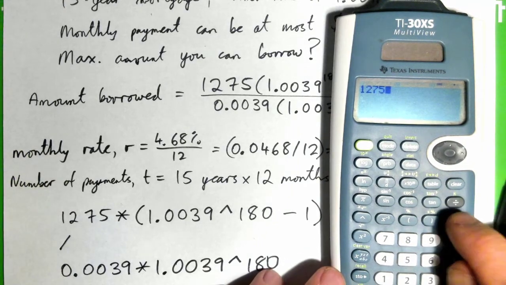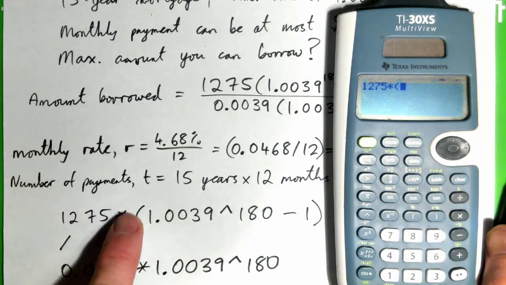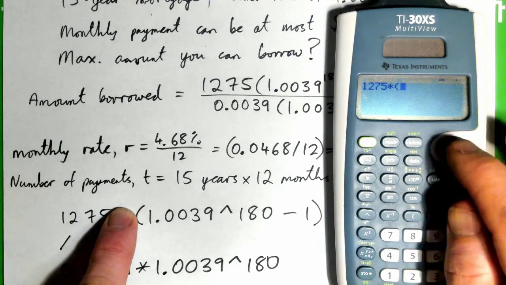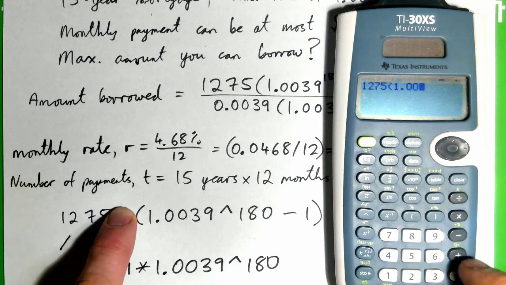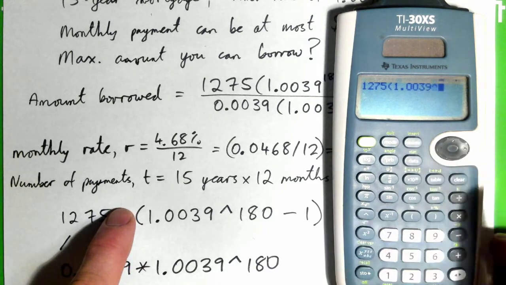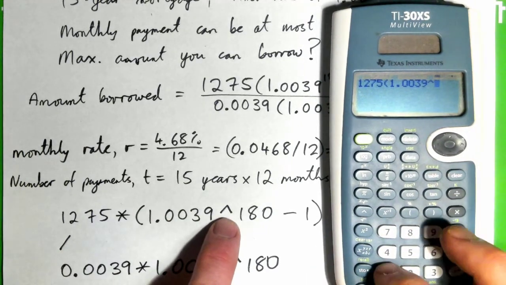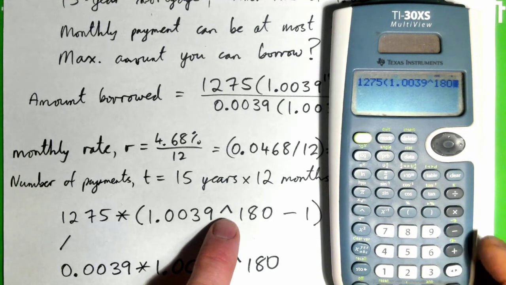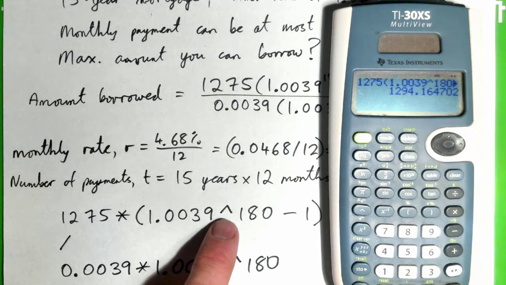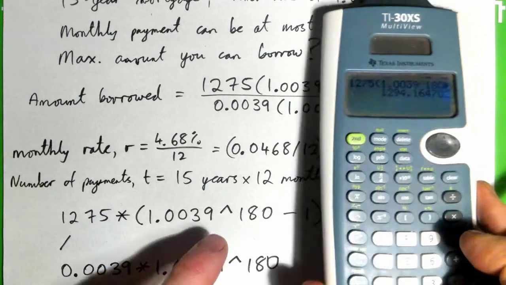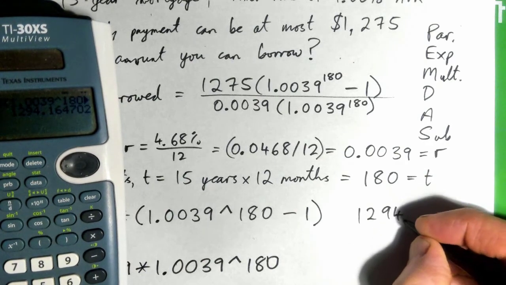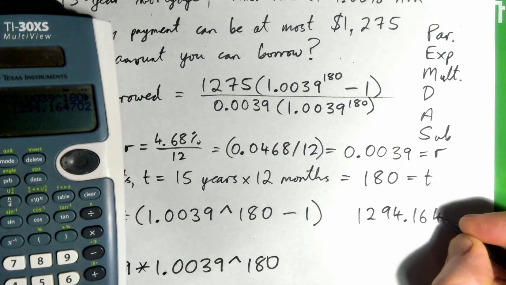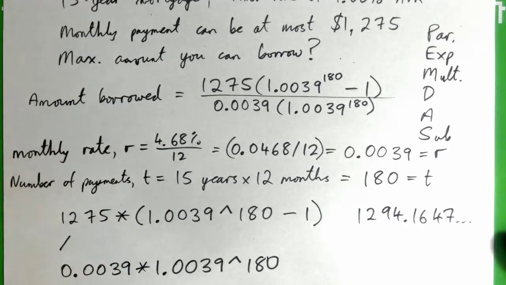1275 times parenthesis. In fact, you don't need a lot of calculators. You can just do parenthesis because your calculator is going to recognize that parenthesis as multiply. To the power. Power is that little hat guy there. 180. Subtract 1. So the top you should get 1294.16 something. So 1294.1647 blah blah blah.